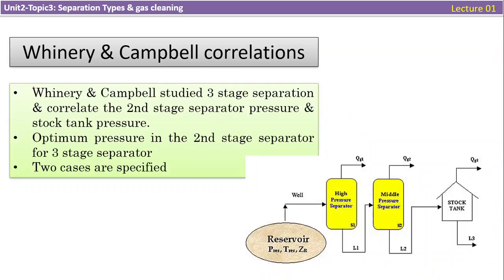The second correlation available here is the Vennery and Campbell correlation. In this correlation, Vennery and Campbell studied the 3-stage separation and correlated the second stage separator pressure and the stock tank. Basically they are interested in the second stage because the stock tank pressure is fixed, and the first stage pressure is given here. For the two cases I specified, they have developed correlations.